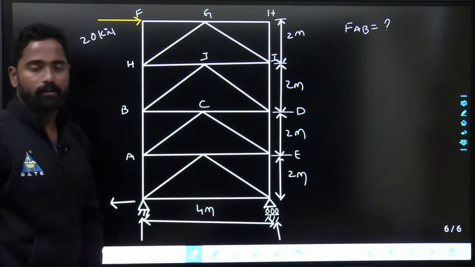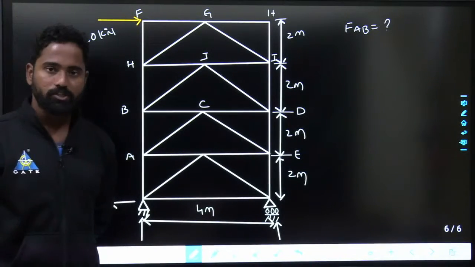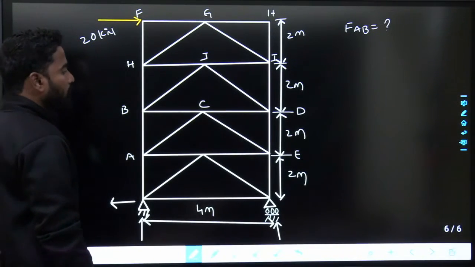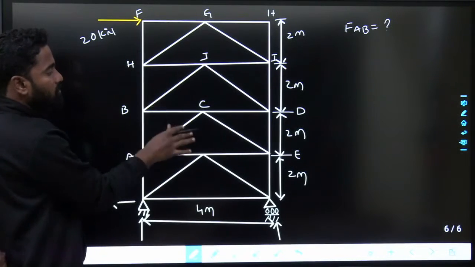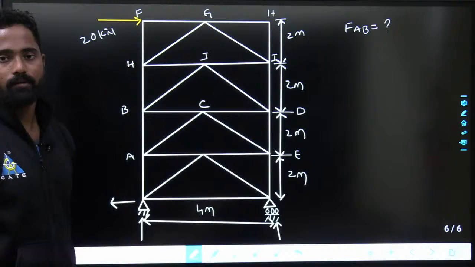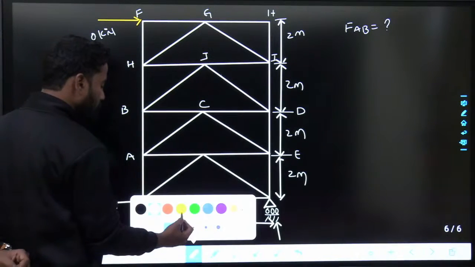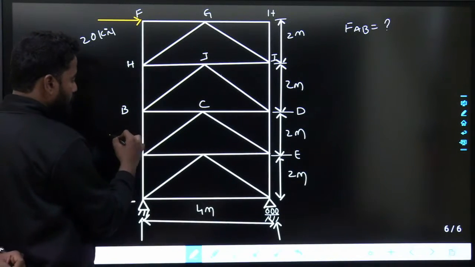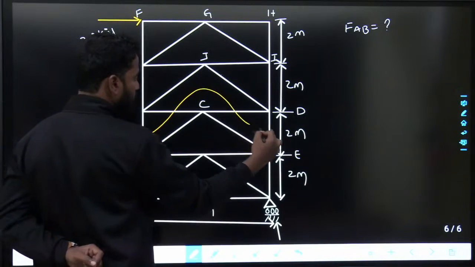Instead of that, the best way is by method of sections. How are you going to cut? You have to cut in such a way that the truss will be divided into 2 parts and not more than 3 members, I said, right? But here what I will do is, I will cut something like this.